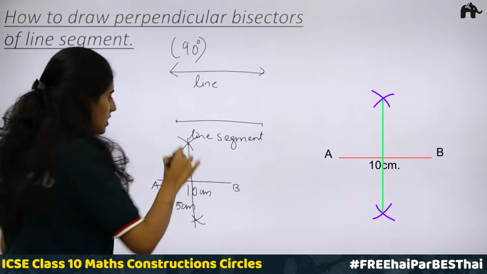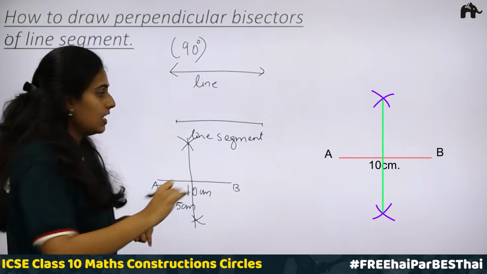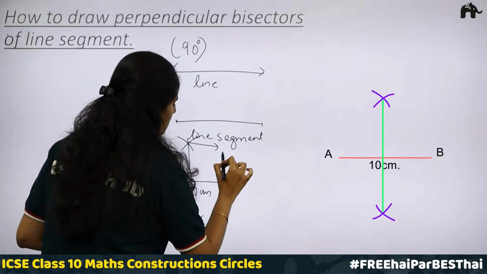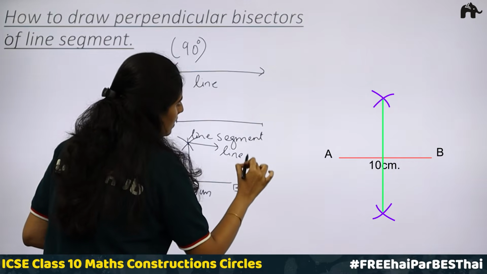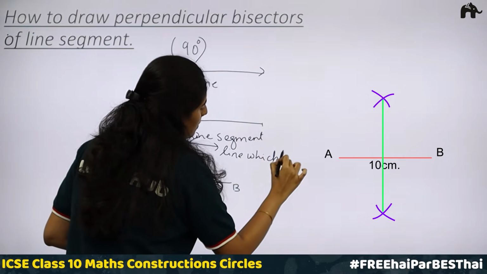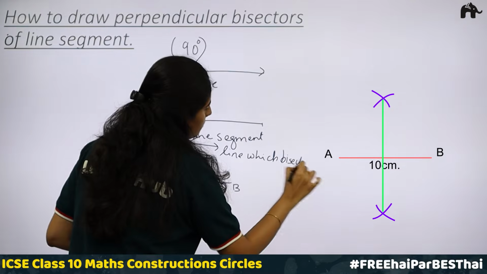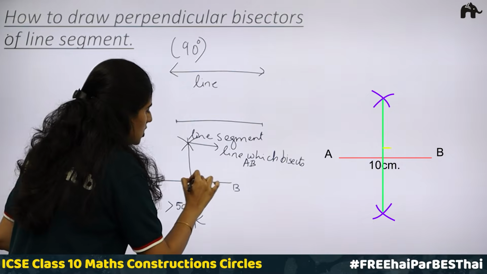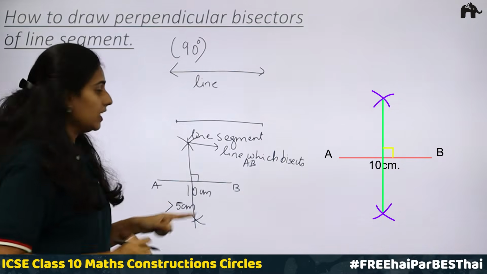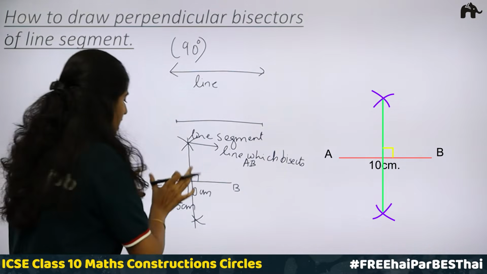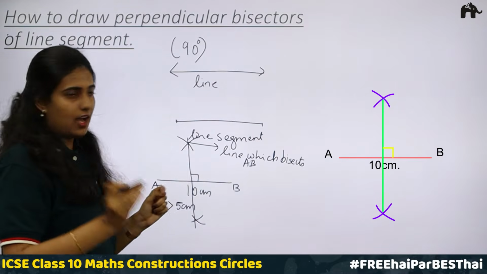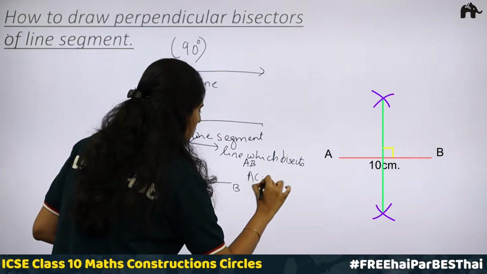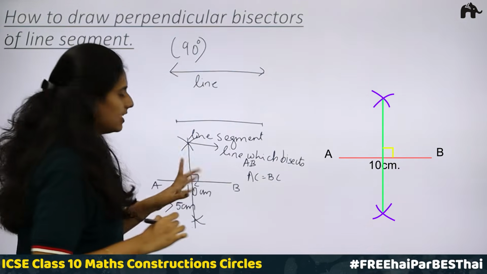The intersection of arcs, we got 2 points. Join these 2 points. This is the required line. This is the line which bisects AB. Here, when you measure, this angle will be equal to 90 degrees and AB is divided into 2 equal halves. Say this point is C. We'll get AC equal to BC. And this angle is 90 degrees.